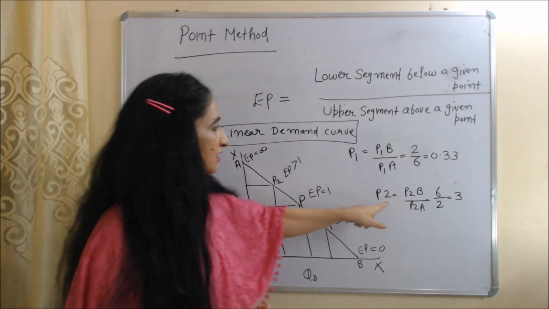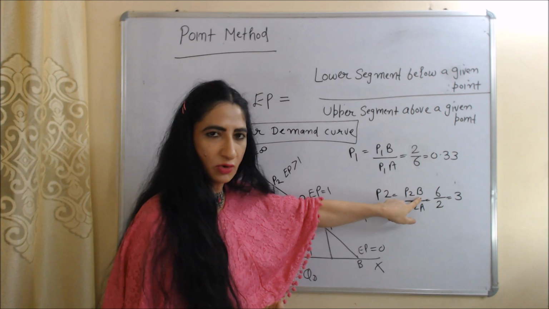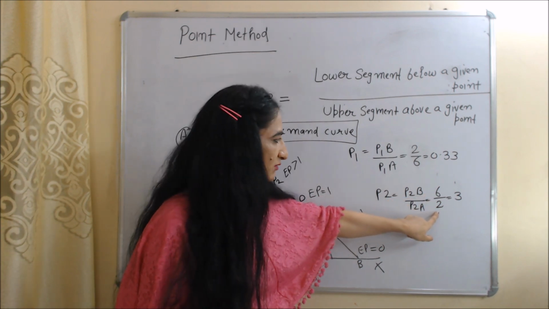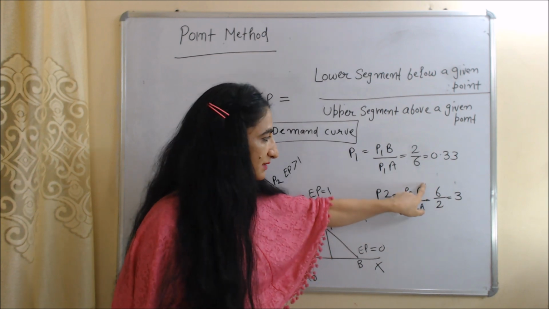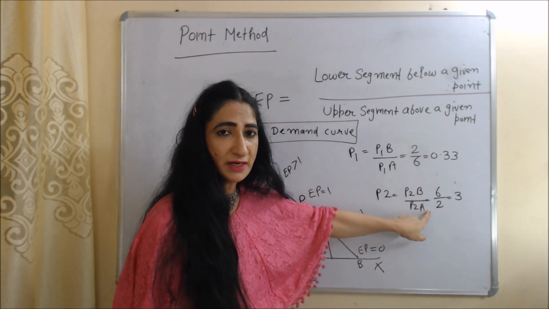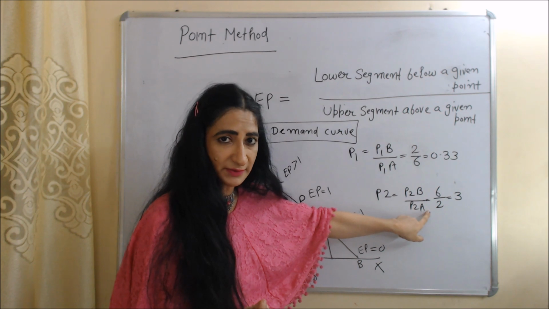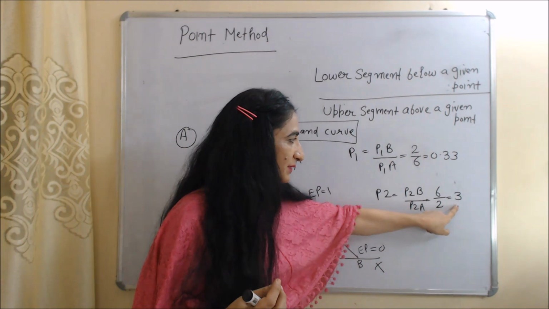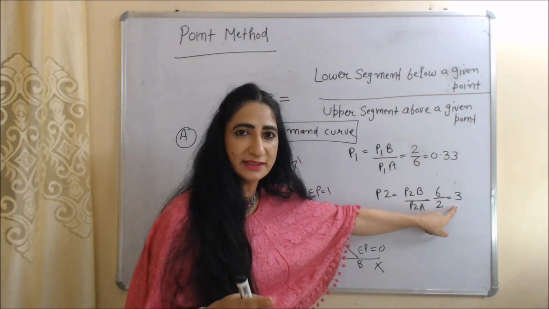Here you can see P2B, which is lower segmentation, is equal to 6, and P2A, which is upper segmentation, is equal to 2. Lower segmentation is more than upper segmentation, so price elasticity of demand is greater than 1. Here you can see price elasticity of demand is 3, which is greater than 1.